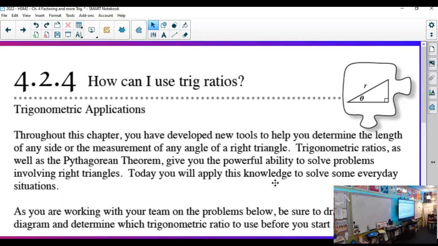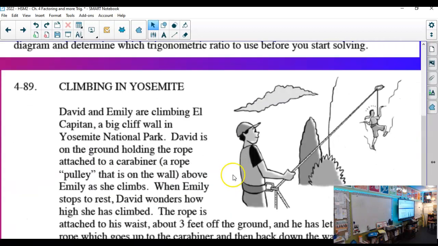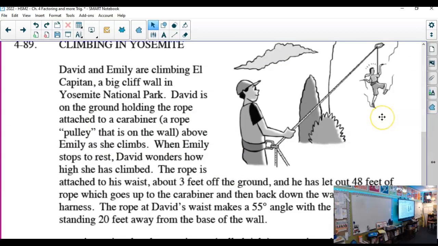All right, let's read this first situation here. Go ahead and read this, decide what you think is important, and if you want, start drawing a diagram.